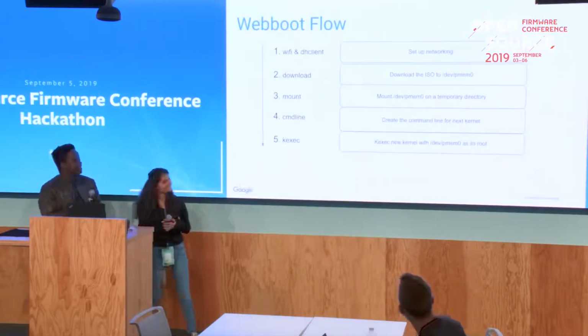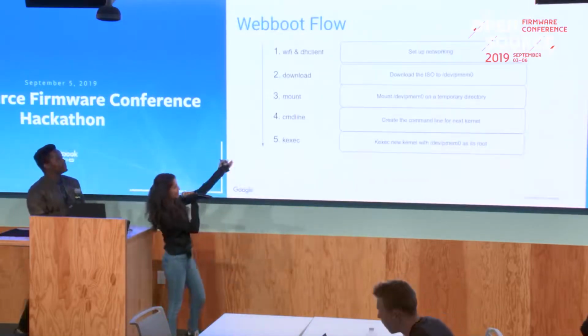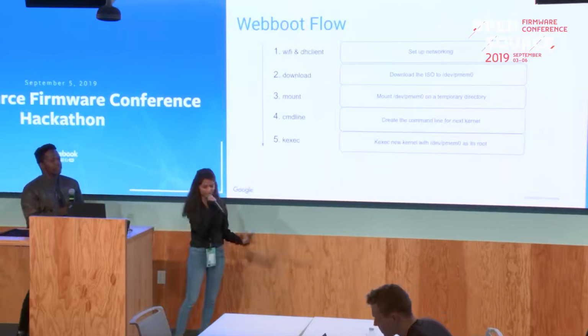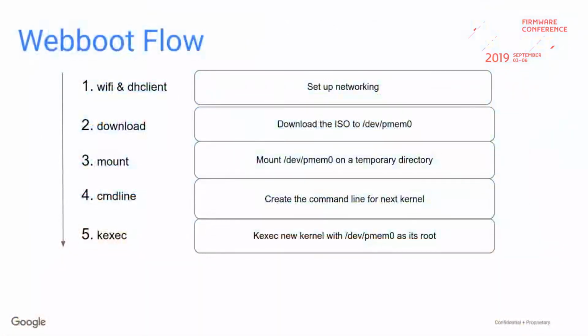So like I talked about before, mine was Wi-Fi and DH client. We had networking stuff that we had to deal with. My job was to connect to one of the interfaces, whether that was Wi-Fi or Ethernet, and then get a message back from the server. After that, I started downloading the ISO from the internet onto a persistent memory device. Then after she stored the files in the persistent memory device, I had to mount that device on a file so that I could access the kernel and the initramfs files.